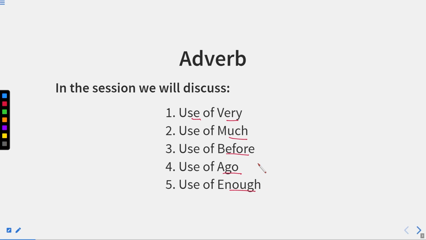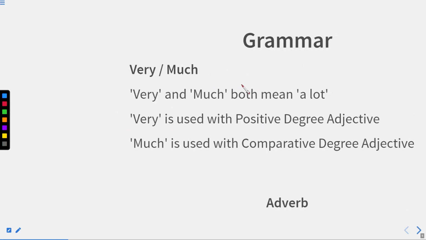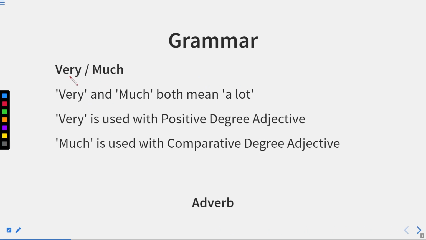So let's begin. First of all, we are going to discuss the use of very and much. And we will also discuss the difference between very and much in this part. So first of all, we have the words very and much. Now, very and much both mean a lot. The meaning of both words is a lot, or a lot of something. It means basically we have a word many.